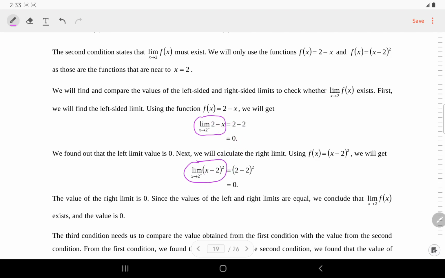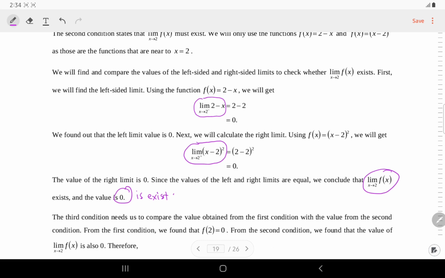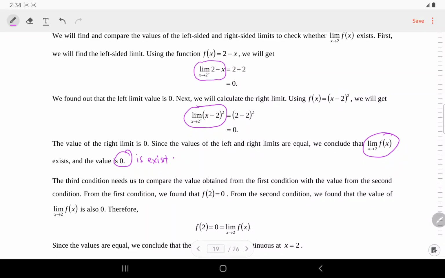Okay, so the value of the right limit is 0 and the left limit is also equal to 0. Since the values on the left and right are equal, we can conclude that limit x approaches 2 for the function f of x is equal to 0 and it exists. Okay, the limit exists. So we can see that the second condition is satisfied. And then we proceed with the third condition.